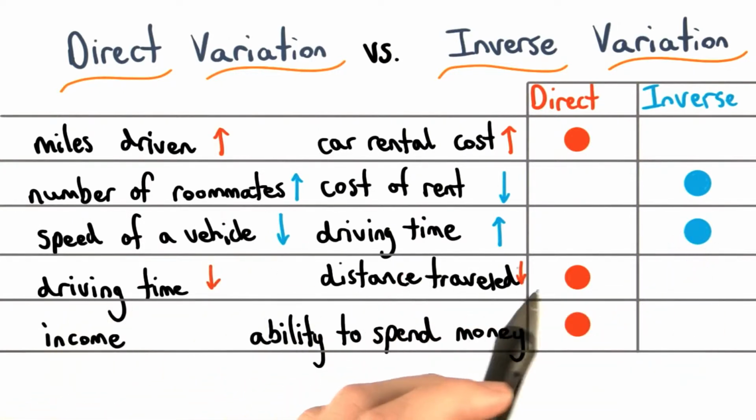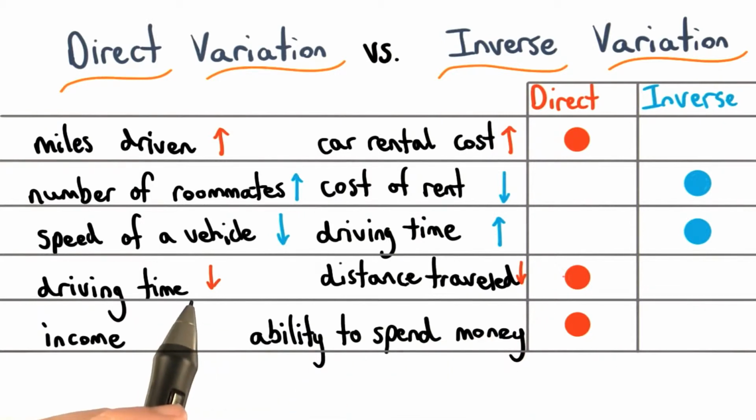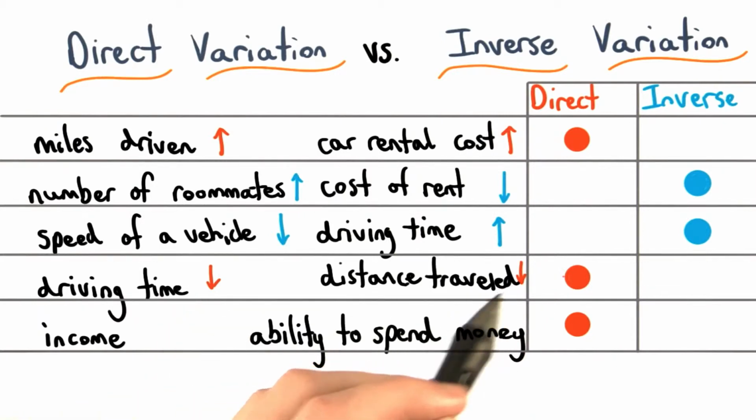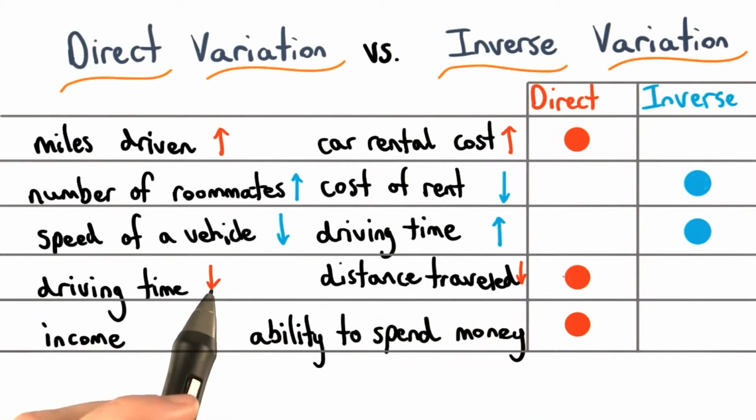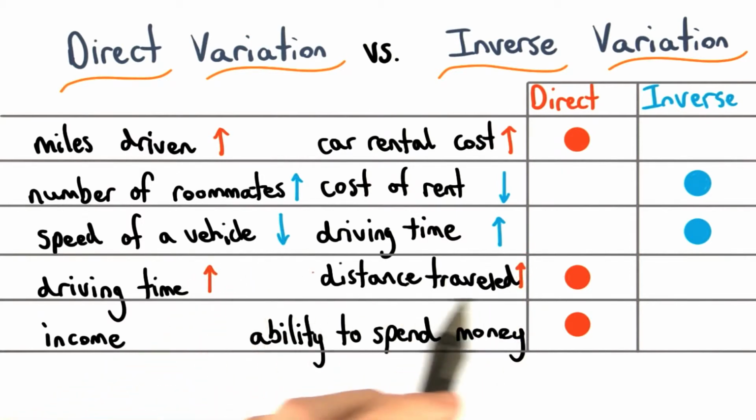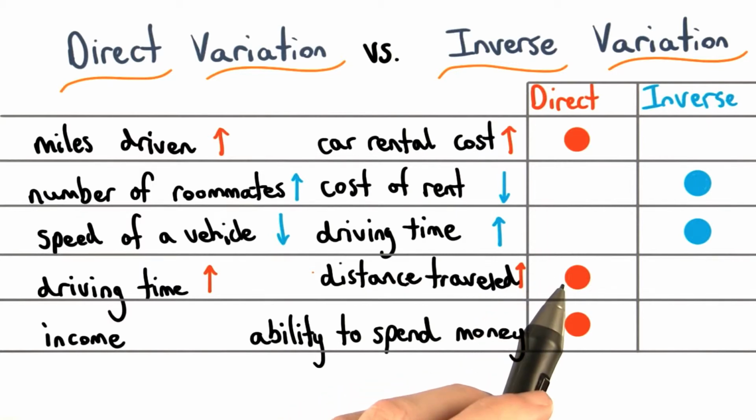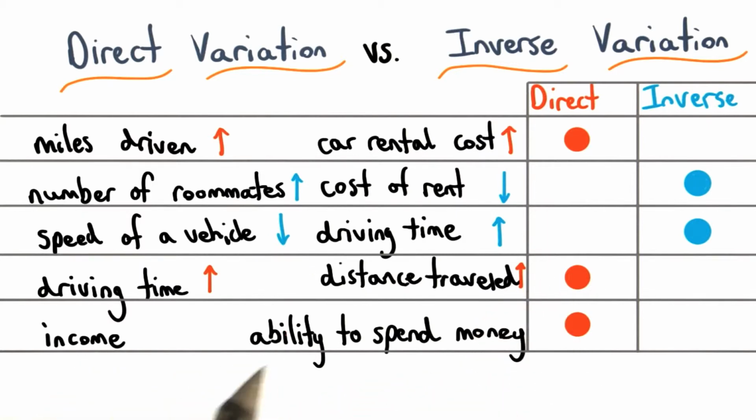This fourth example is an example of direct. If we don't drive for a while, then we can't cover as much distance. So as one decreases, the other would decrease. Likewise, if we drive for a long time, then we can cover more ground. So this would be direct. For this last example, if we make more money, then we can spend more money. So that would be an example of direct.